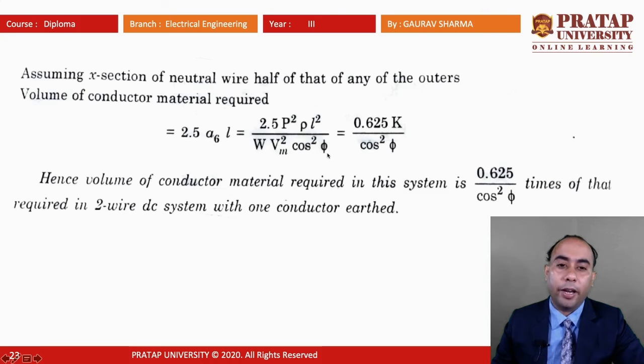And now again we compare with the basic equation. So we get 0.625 K by cos square phi. So we can say that in this system the volume of conductor material required is 0.625 K by cos square phi times that required in the DC two-wire system.